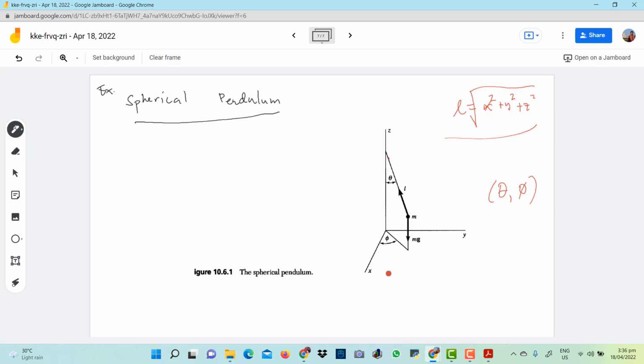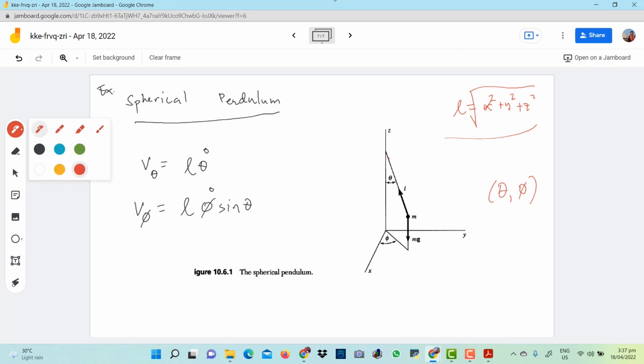Okay? So the Lagrangian of the system is given by this. I have two velocities, the velocity along theta and the velocity along phi. The velocity along theta is equal to L theta dot, while the velocity along phi is equal to L phi dot sine of theta. So these are the velocities, and there is also gravitational potential energy.